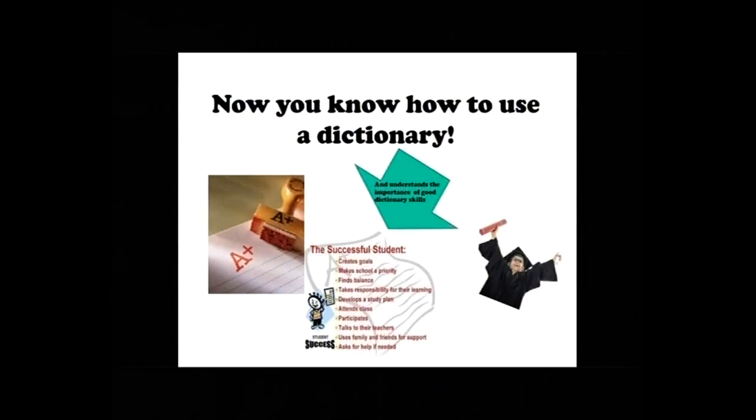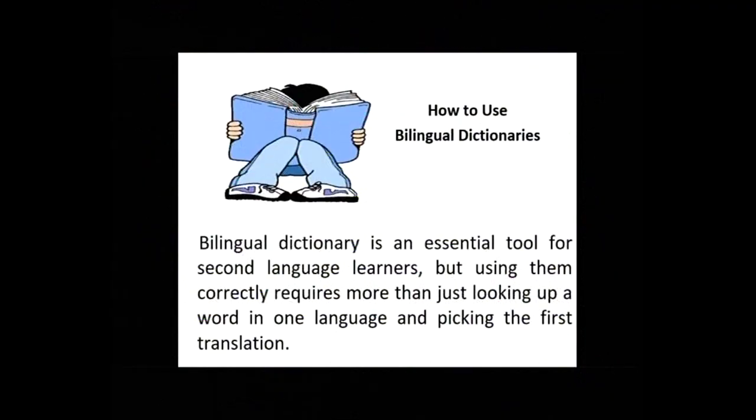So next is how to use the dictionary. But a dictionary has many more things than this. We have quite a few things in the dictionary. Then there are bilingual dictionaries. What is bilingual? Bilingual means in two languages. There could be a dictionary giving the meaning in English and Punjabi or Hindi. Or there could be a Hindi dictionary giving meanings in Punjabi and English. Bilingual is two languages.